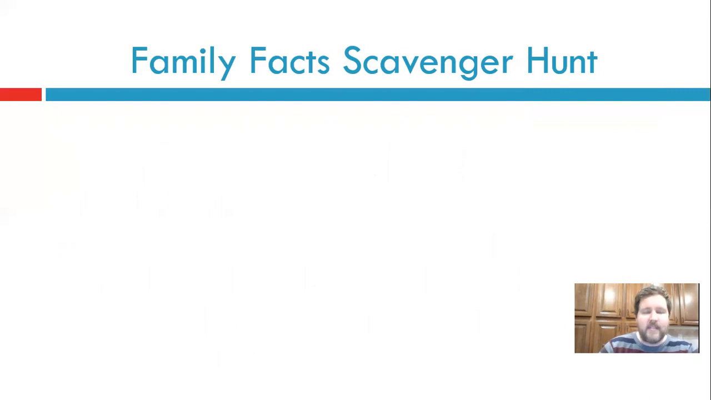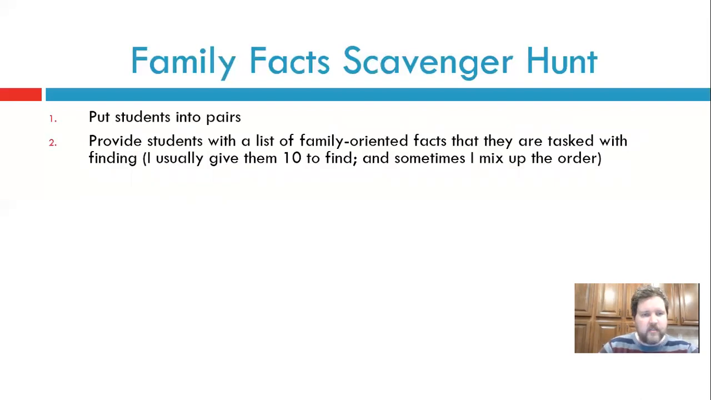All right. Moving into an activity that I want to share with you all, this is the Family Facts Scavenger Hunt. And this is the way this activity goes down. First, I put students into pairs. Second, I provide students with a list of family-oriented facts that they are tasked with finding. And I usually give them about 10 to find, and then I like to mix up the order. That way you have different students starting with different facts.